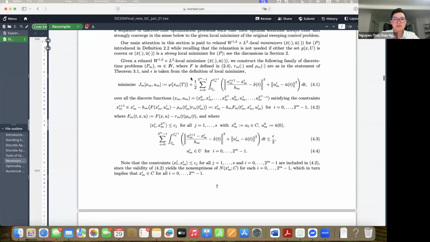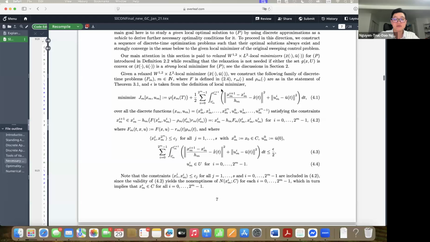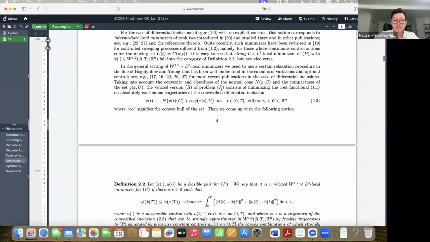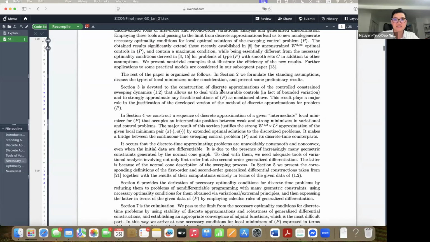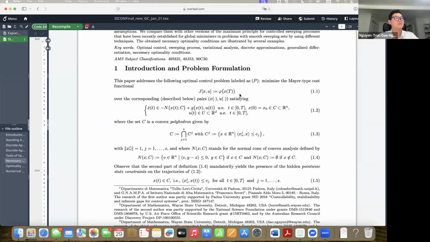And then this is the discrete approximation problem from the continuous problem. Let me recall what the continuous problem is. In the continuous problem, we need to minimize the cost functional, that is phi of x(T). In the previous meeting I already mentioned the meaning of this problem of the sweeping processes and the big picture in some applications. Today we're going to go into the details of the paper. The cost functional here is called the terminal cost, where x is the state variable and T is the final time.